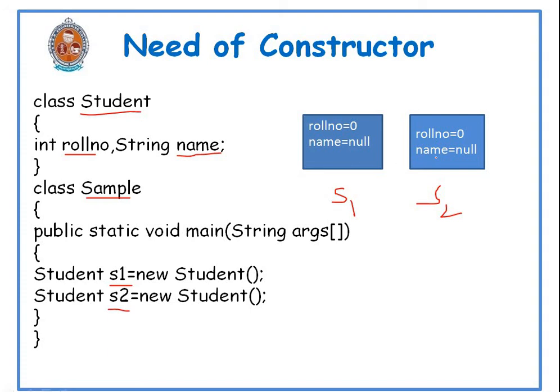In order to provide our own values instead of the default values provided by the JVM, we go for one concept. That concept is known as a constructor. So the main job of a constructor is to define our own values instead of taking default values. That is why we go for the concept of a constructor.